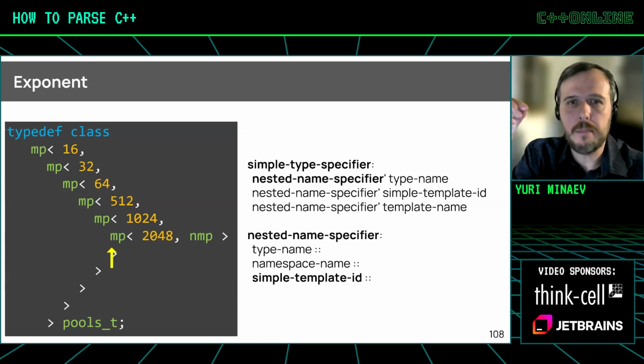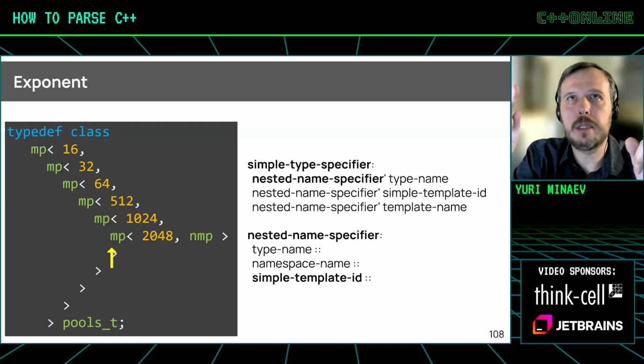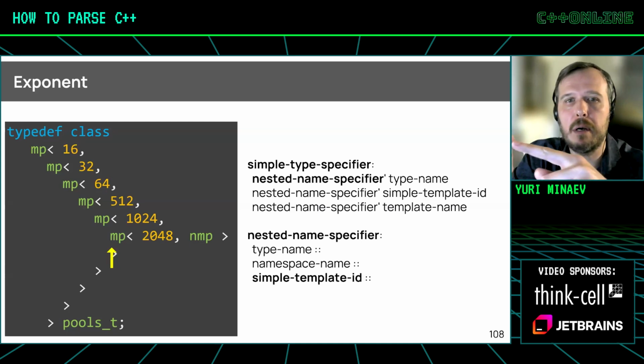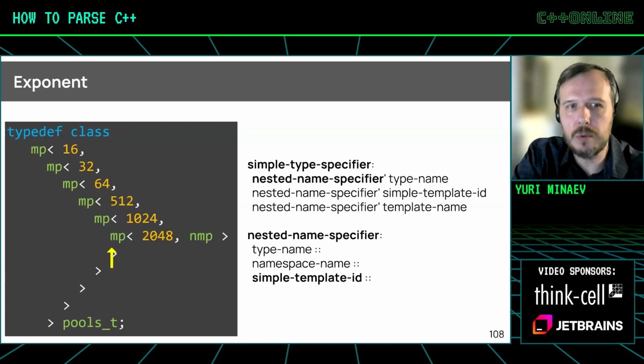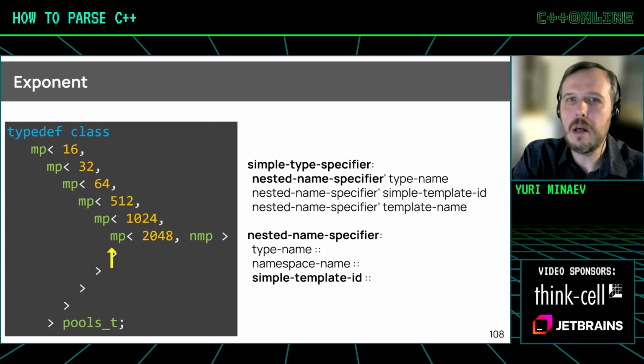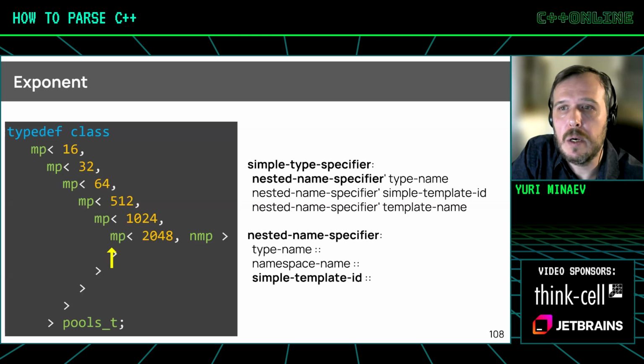So at each step, we go simple name type specifier, nested name, simple template ID, or template name, or arguments, or another type name, simple type specifier, and so on and so on, until we reach the very last one, the innermost one. And here we are having a bit of an issue.